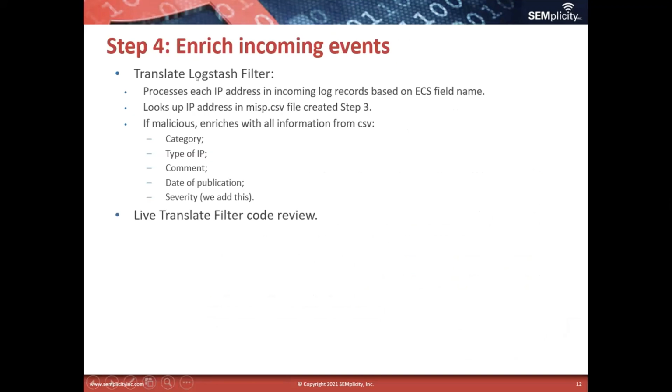So this is the translate filter that I showed you. It processes each IP address as it comes through and looks up the IP address in the CSV file. If it exists, it adds the other attributes like the category, the comment, the reported date and severity. That's basically what it does. If it's a normal IP address, it doesn't do anything with it and just goes on to look for the next one. That's enriching incoming events.